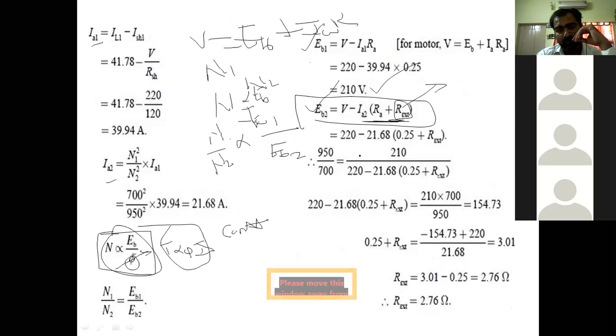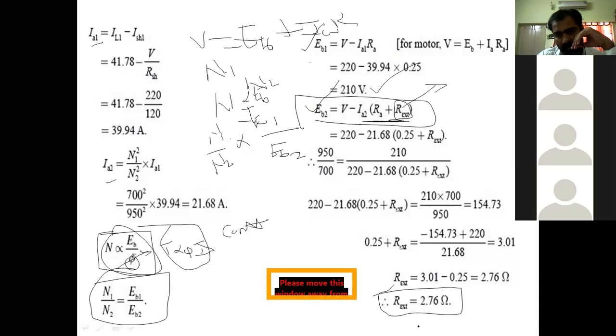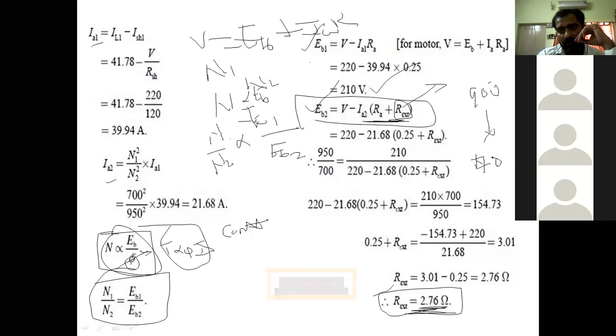By using these two equations and the relationship N1 by N2 equals Eb1 by Eb2, and solving these steps, you get the value of your external resistance. This value represents that at 2.76 ohms, the speed is reduced from 950 rpm to 700 rpm. So this is your value.